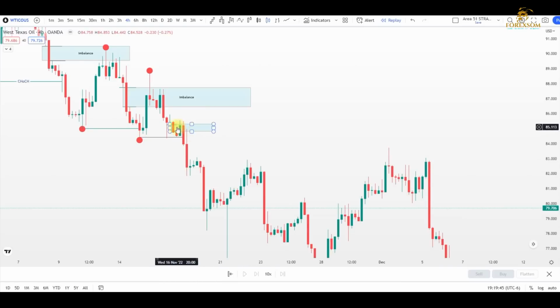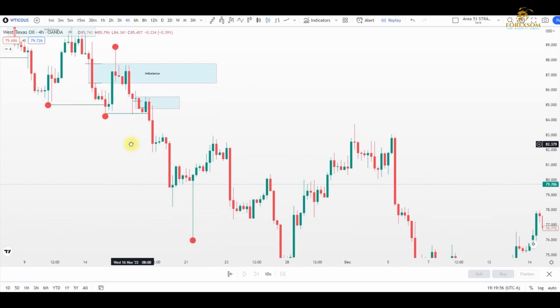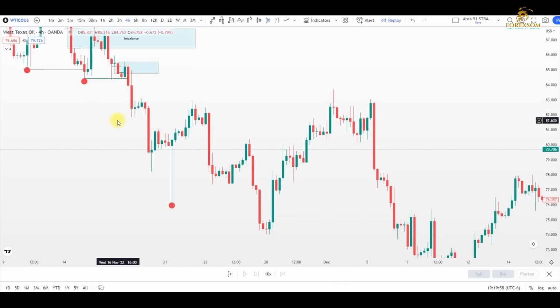Like I said, for me, I mark this entire candle, but you can also mark this zone here. But if you mark the entire candle, this is why I do it. It makes things very easy, because this entire candle is what caused the unequal or the insufficient in the market.